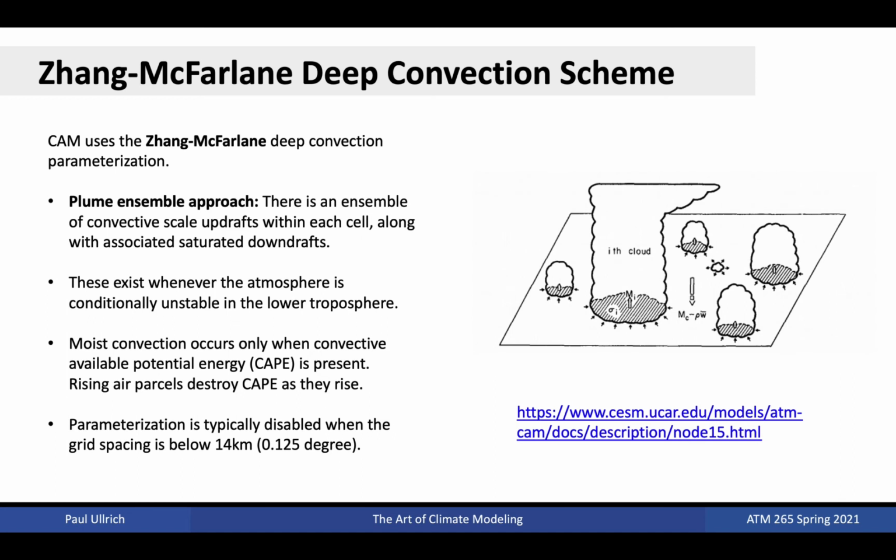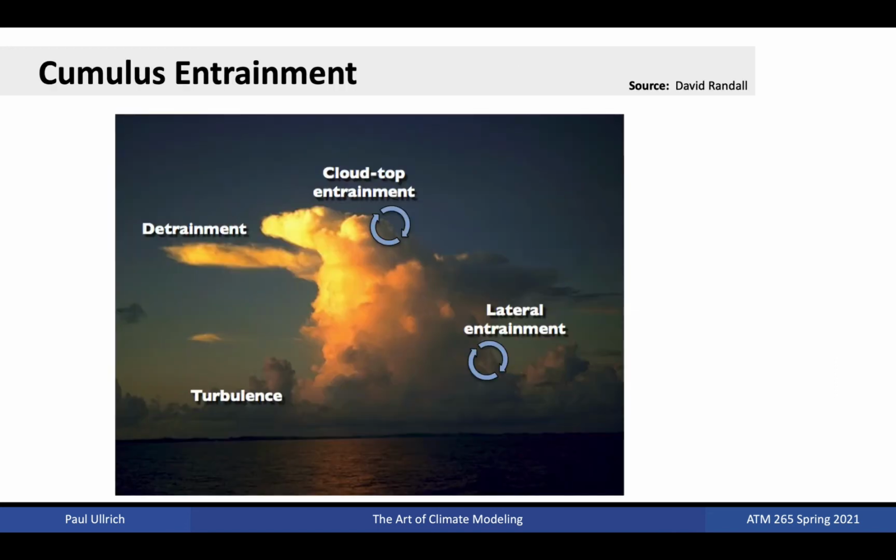At grid spacing of 14 km and below, it's typical to disable this scheme to avoid potential double counting of resolved and parameterized convection. Further, it's generally found models tend to produce more realistic results when grid spacing is below 14 km and deep convection is disabled. Convective parameterizations are closely tied to convective clouds such as cumulus or cumulonimbus clouds, since both are associated with convecting air that triggers condensation. Around these convective plumes, several processes must be considered, including turbulence in the boundary layer, lateral and cloud top entrainment of environmental air into the plume, and detrainment of air from the plume into the environment.